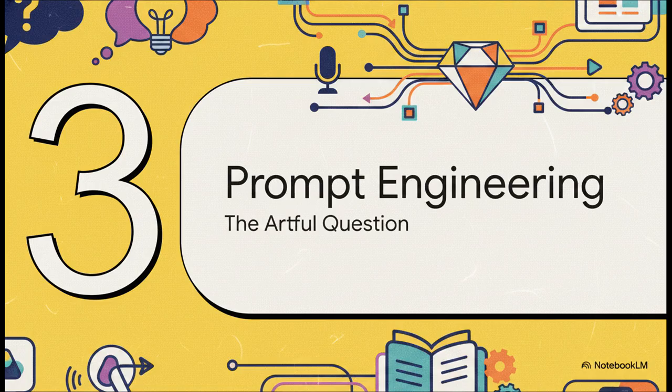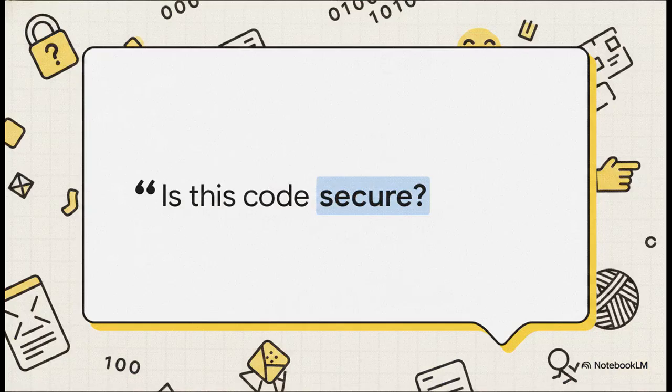Okay, on to our third and final method, prompt engineering. Now, this one's different. It's not about changing the model or its data. It's all about changing how you talk to the model. It's the art of asking the perfect question to unlock the perfect answer. For example, you could ask a simple, kind of lazy prompt like, is this code secure? And you know what? You're going to get a generic, unhelpful, it depends kind of answer.